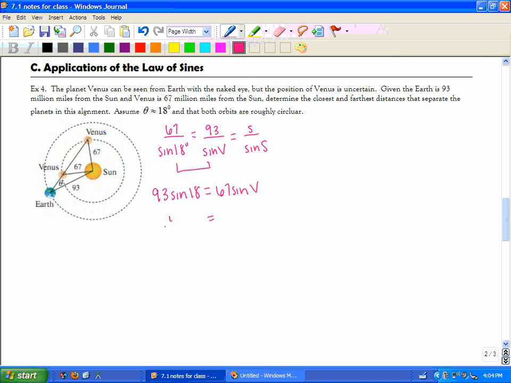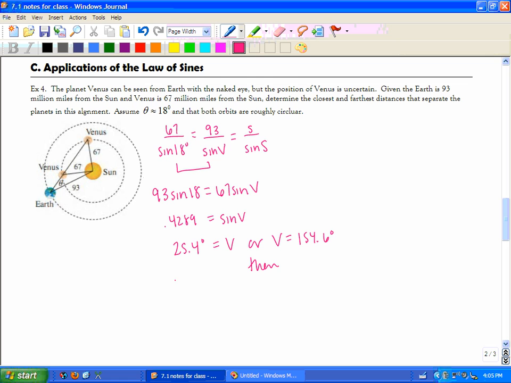And so we get 0.4289 when we divide both sides by 67 equals the sine of V, which is good because we need it to be less than 1. So we get 25.4 degrees is the V angle. It could either be that, or it could be 154.6 degrees. Based on that, we could have two different angles then for the Sun angle.